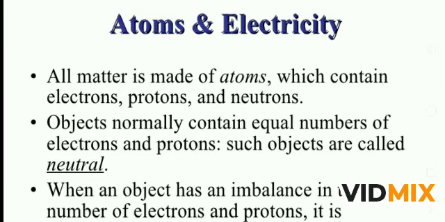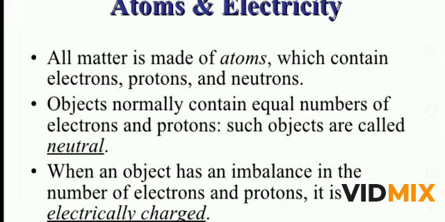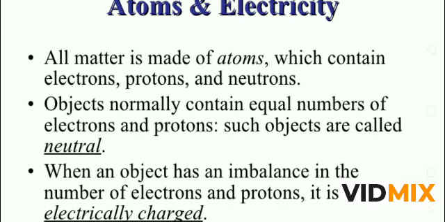So first topic is atom and electricity. All the matter is made up of atoms which contain electrons, protons and neutrons. An object normally contains an equal number of electrons and protons. Means the atom is neutral. The number of positive charges is equal to the number of negative charges, or we can say the number of electrons and protons are equal. That way the total charge on an atom is 0, or we can say neutral.